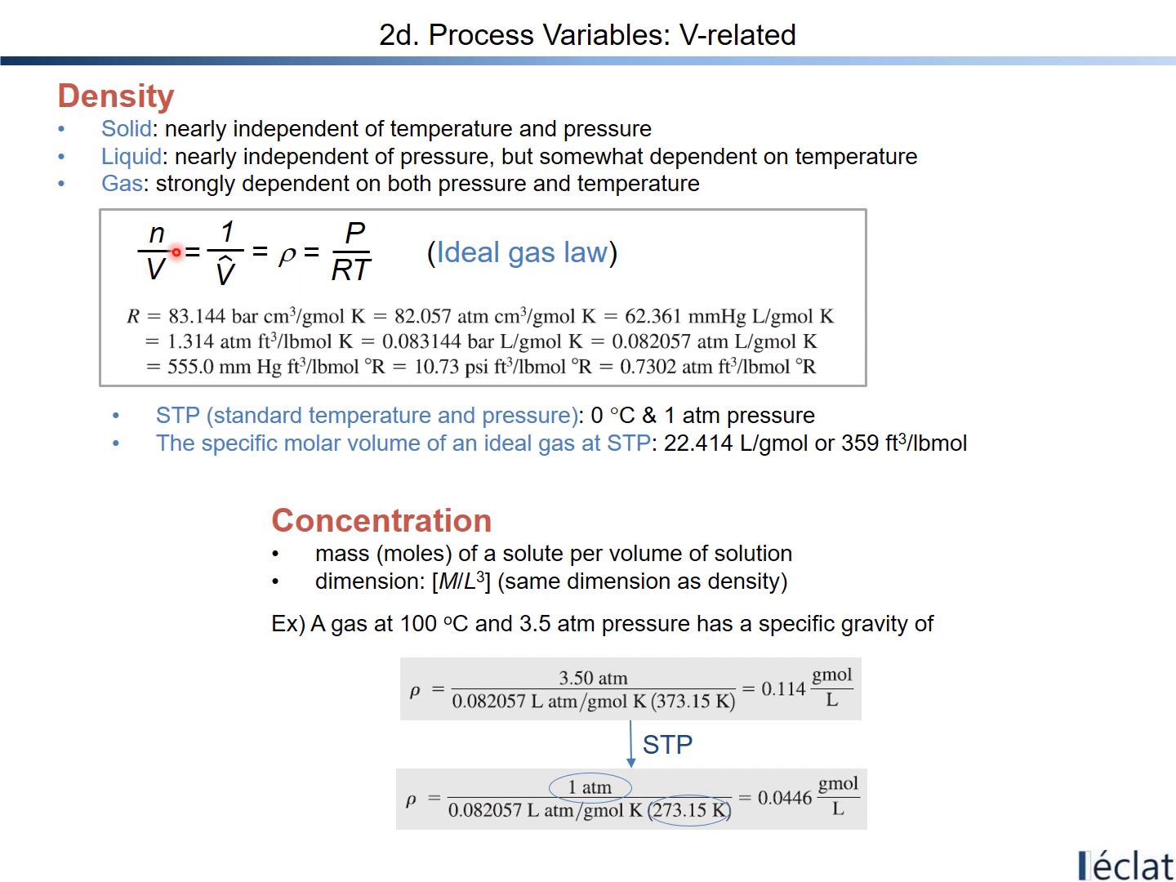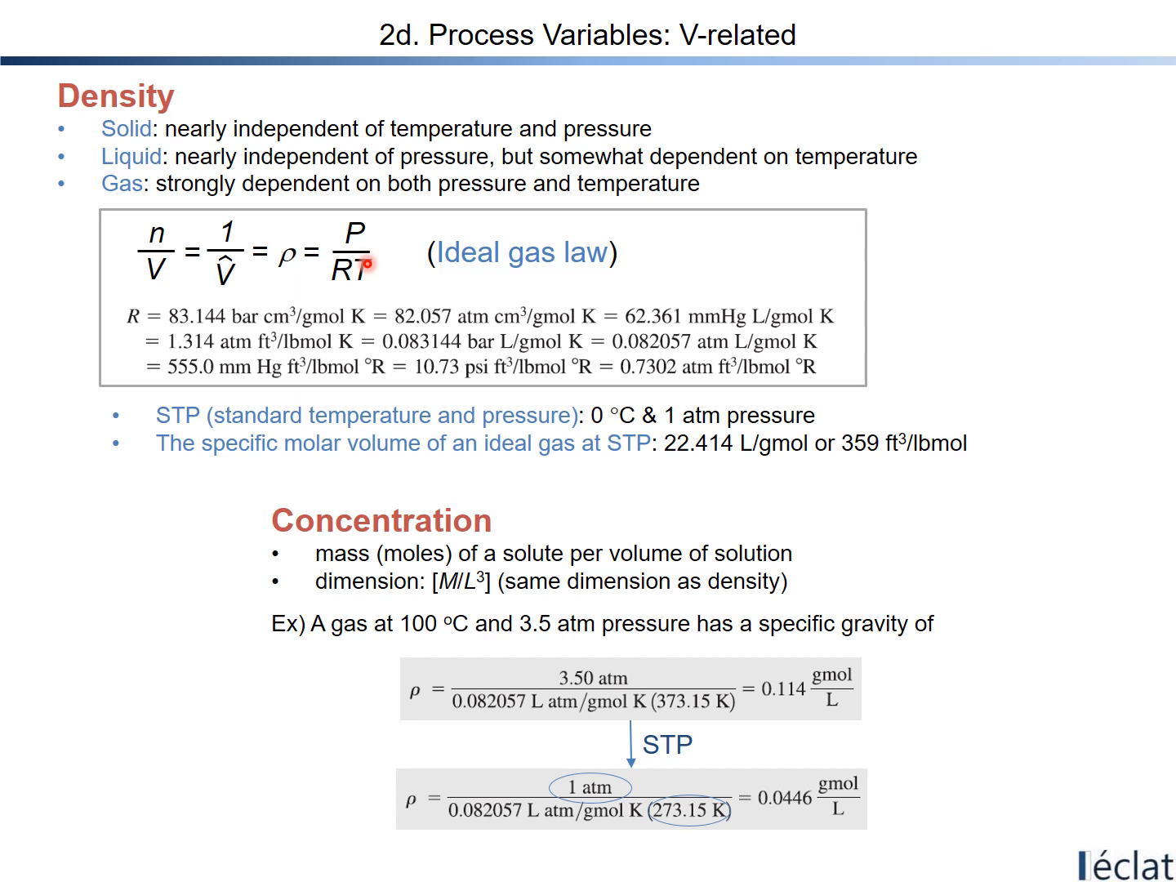n per V, what is that? Moles per volume. Molar, no, what is that? It is molar density, right? Molar density, or 1 over the molar volume. So it is a kind of density, and it is equal to P per RT. The ideal gas law is saying that the density is strongly depending on pressure and temperature. Okay?